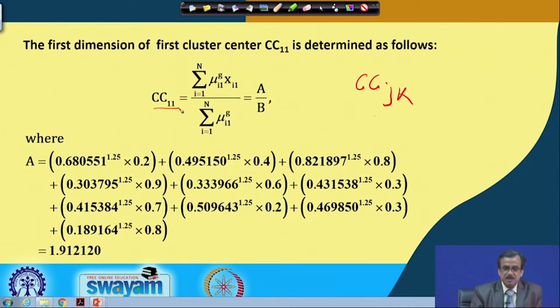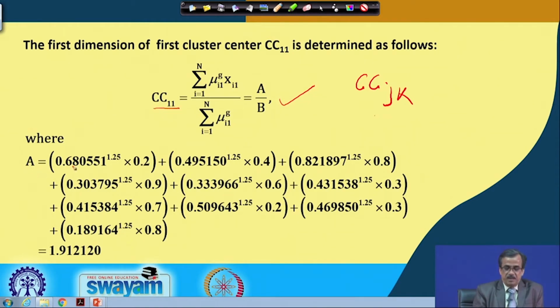Now, how to do it? The same formula which I have derived: summation i equals 1 to n, mu i1 raised to the power g multiplied by x i1, divided by summation i equals 1 to n, mu i1 raised to the power g. I am assuming that the numerator is a and the denominator is b. Now, let us see how to determine a and b.